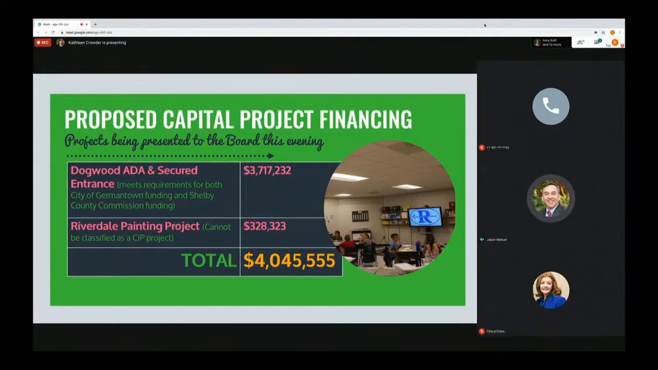We also have a painting project, the Riverdale painting project. Now, painting cannot be considered a capital improvement project for the Shelby County Commission purposes. They will not consider painting as a capital improvement project. But we do have money in our general fund, as you saw in the last chart, to pay for this. So $328,323 is the lowest bid that came back, or the best bid that came back for the Riverdale painting project, for a total of $4 million.